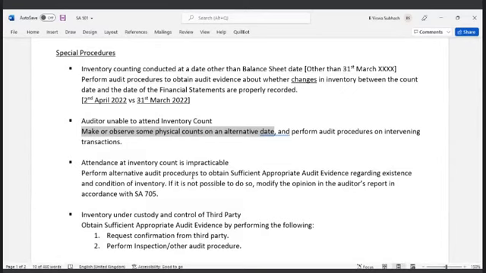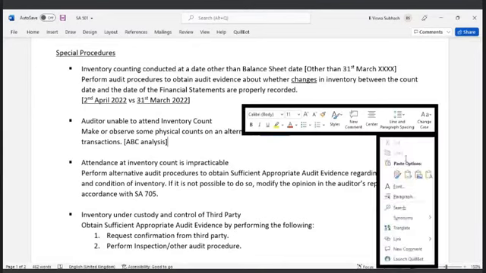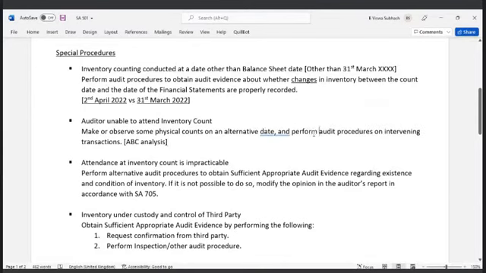Just some sample verification to see some high value items, that ABC analysis. You can break the inventory into ABC: A is high value items but less in quantity, B is mid value items and medium in quantity, C is low value items but high in quantity. So all these three you split and do some sample verification, and perform audit procedures on intervening transactions.